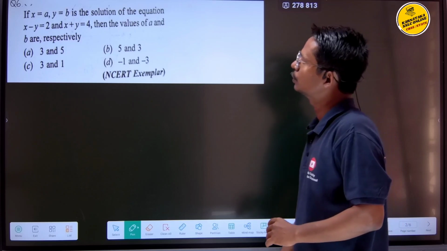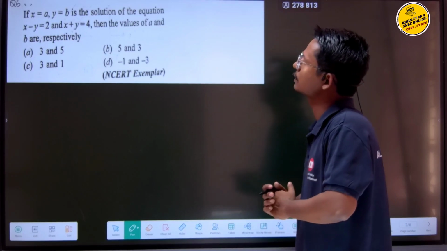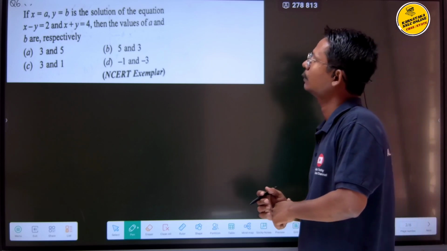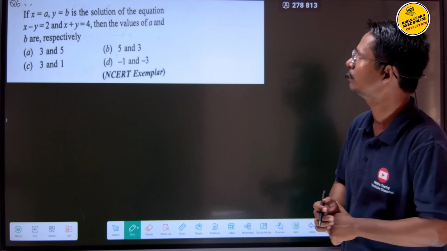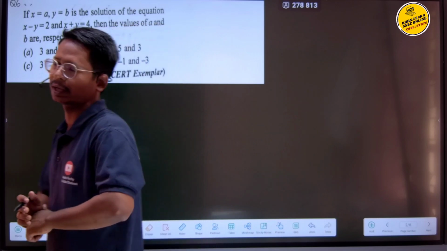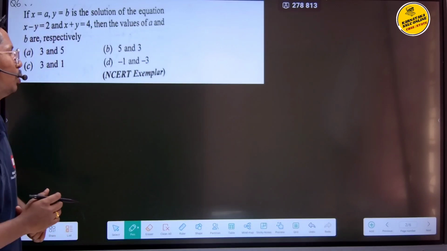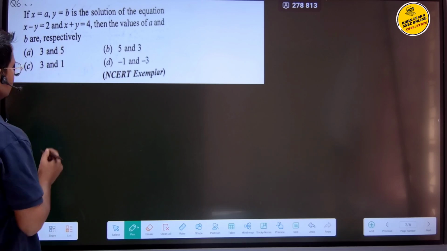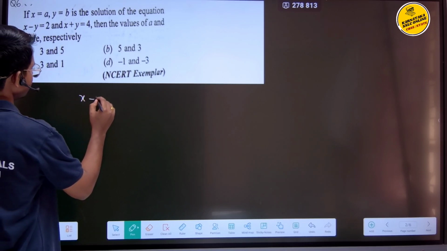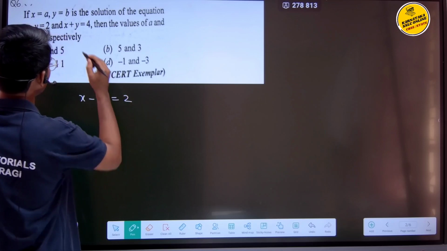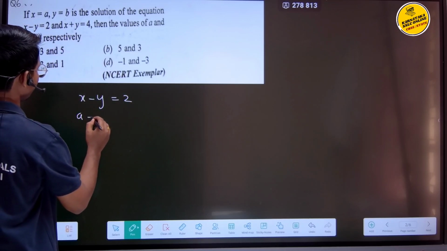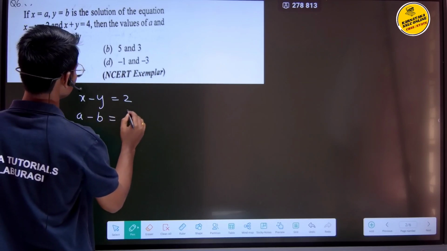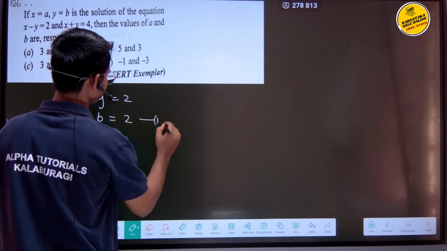If x equal to a, y equal to b is a solution of the equations x minus y equal to 2 and x plus y equal to 4, then you need to find the values of a and b. They already told us x equal to a and y equal to b are the solutions, so I'll simply substitute in the given equations. x minus y is equal to 2, so a minus b is going to be 2. I'll call it equation 1.